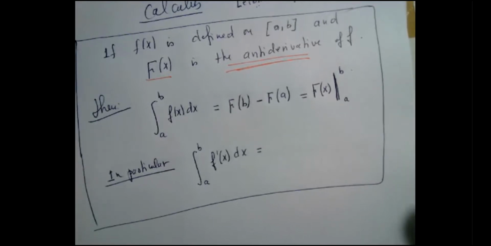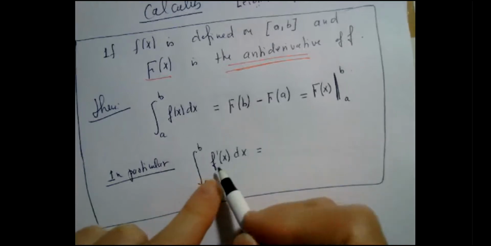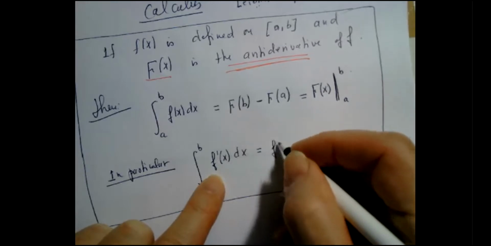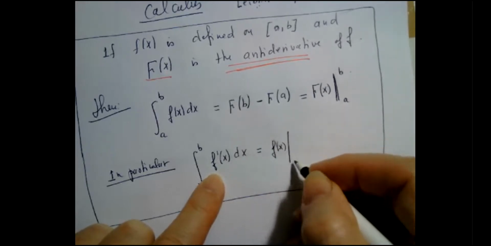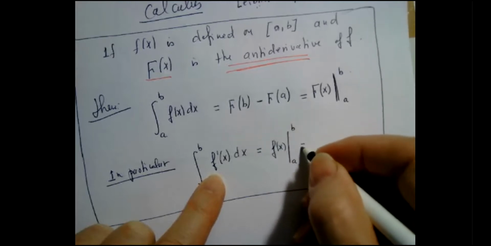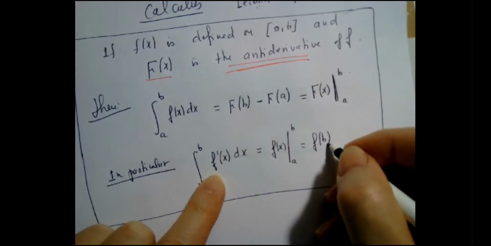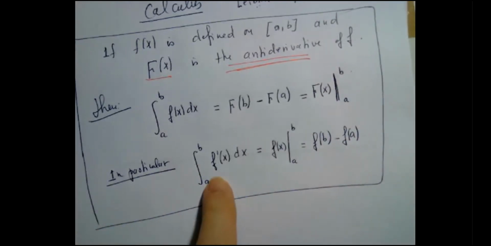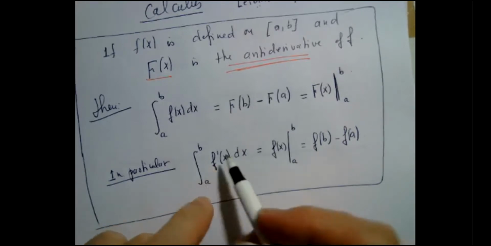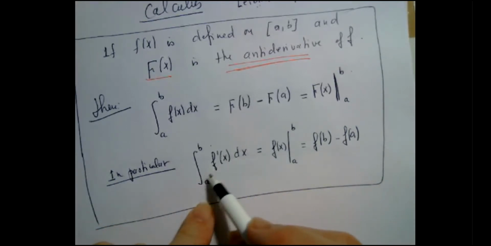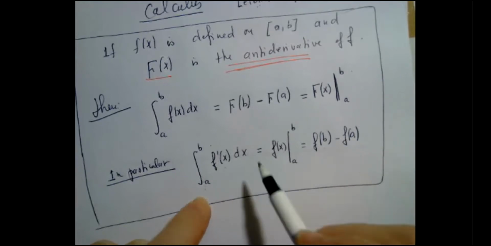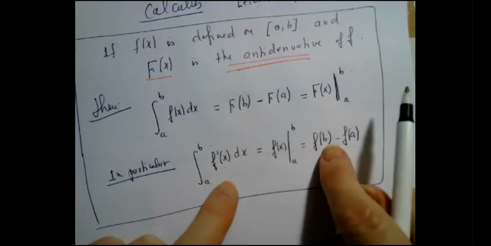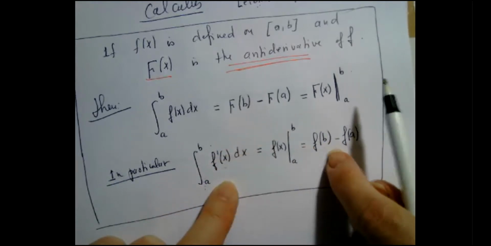Not f of x, because it's a definite integral, but you're on the right track. The antiderivative of f prime is the function whose derivative is f prime, that is f of x, but evaluated between a and b. It means f of b minus f of a. So if the integrand is a derivative, then the definite integral from a to b of f prime is f of b minus f of a. So basically the integral cancels the effect of the derivative. f prime is turned into f.